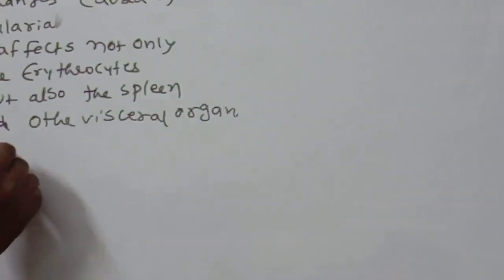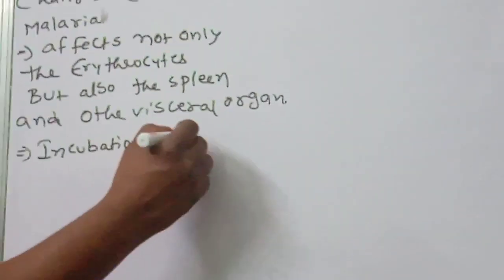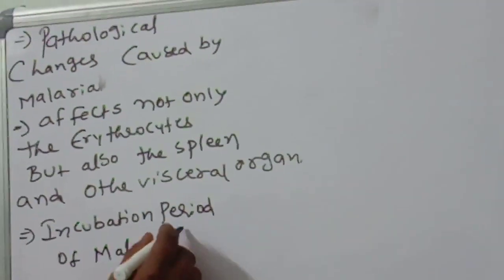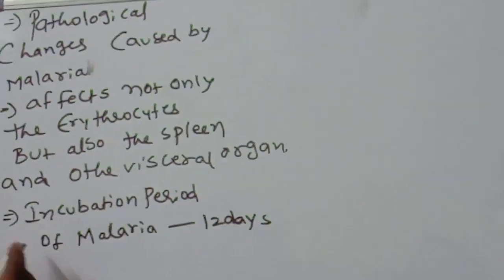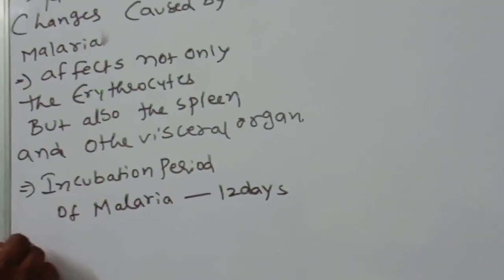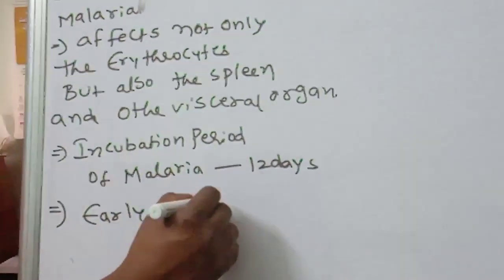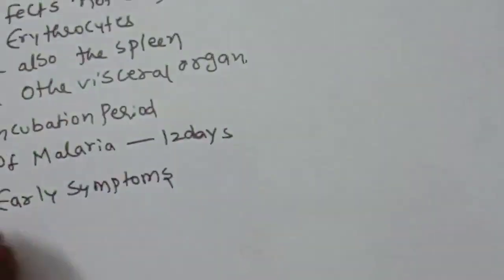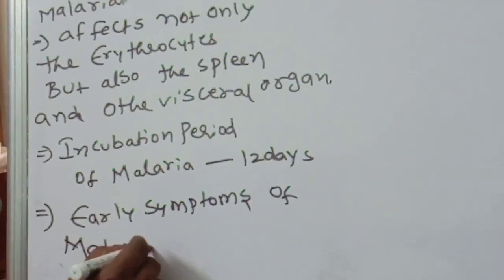Incubation period. Next point is the incubation period of malaria. How many days? Incubation period of malaria is about 12 days. Incubation period, how many? 12 days. The early symptoms. What will happen? The early symptoms of malaria we are discussing.